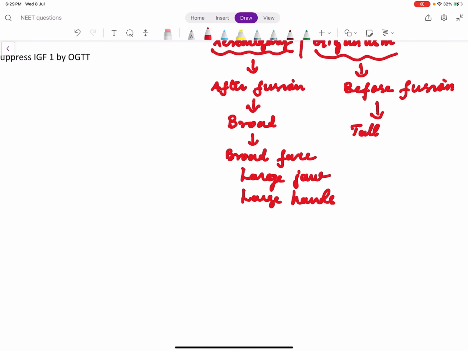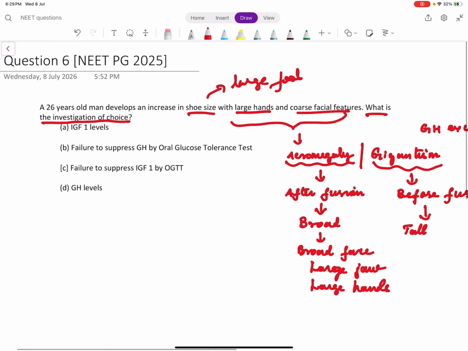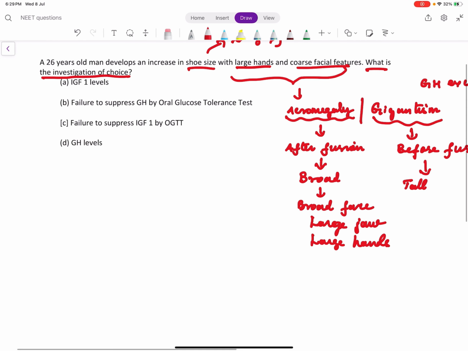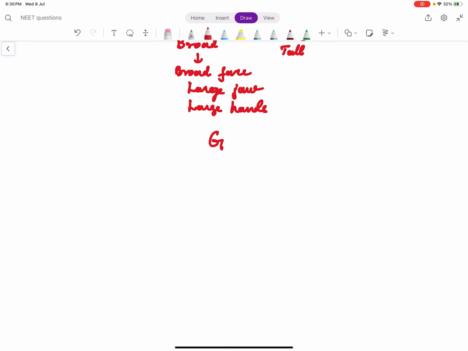So that is what is given in this question also. Increase in shoe size, which means there's a large foot, there's a large hand, and coarse facial features. So this looks like acromegaly. What is the investigation of choice for acromegaly? That is, what is the investigation of choice when growth hormone is in excess?